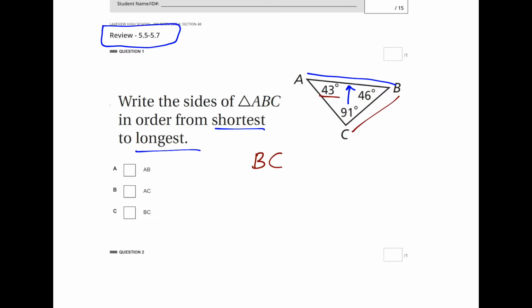The next smallest angle is 46. Across from that is side AC. And finally, the largest angle is 91. Across from that is side AB. So you were supposed to reorder these so that BC was first, AC was second, and AB was last.